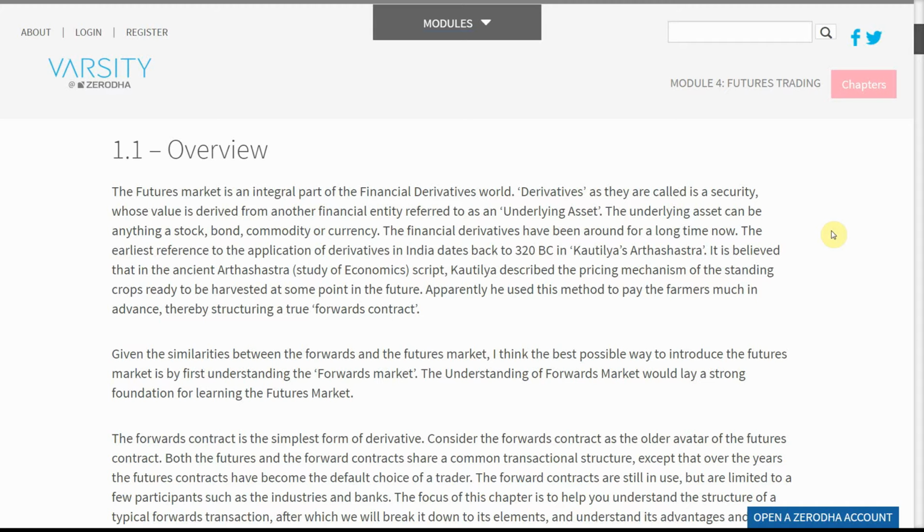Financial derivatives have been around for a long time now. The earliest reference to the application of derivatives in India dates back to 320 BC in Kautilya's Arthashastra. It is believed that in the ancient Arthashastra, a study of economics, Kautilya described the pricing mechanism of standing crops ready to be harvested at some point in the future. Apparently, he used this method to pay the farmers much in advance, thereby structuring a true forwards contract.